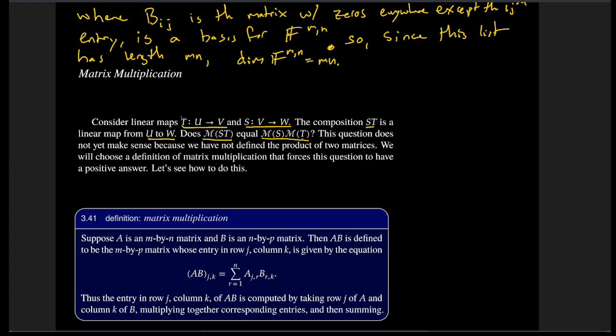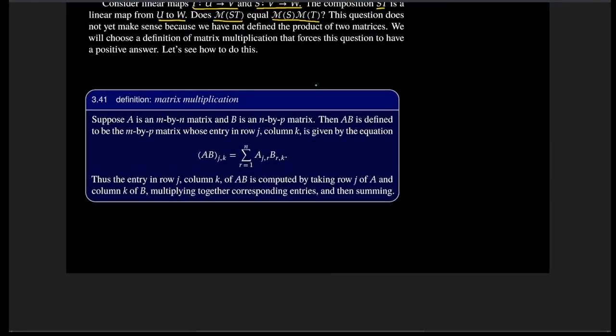This doesn't make sense yet because we haven't described how to multiply two matrices, but we all know how we multiply matrices. It's just in the usual way. You go across and down. So it is the matrix whose jkth entry is equal to the sum from r equals 1 to n of a_jr b_rk.